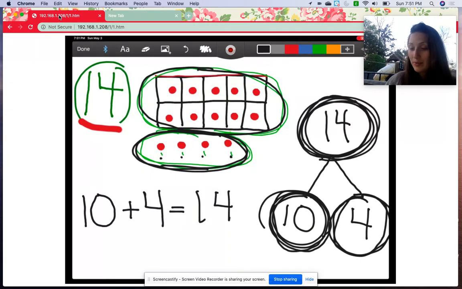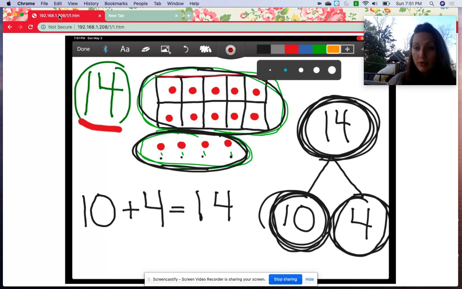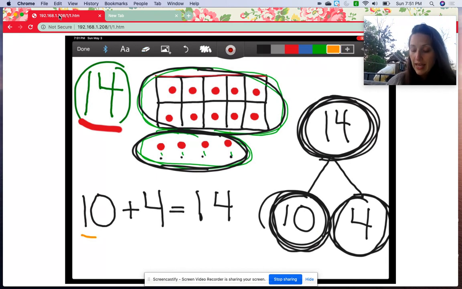Great job. Now, can you go back and reread this number sentence with me? Let me get a different color. Here we go, so we can read it together. 10 plus 4 equals 14.